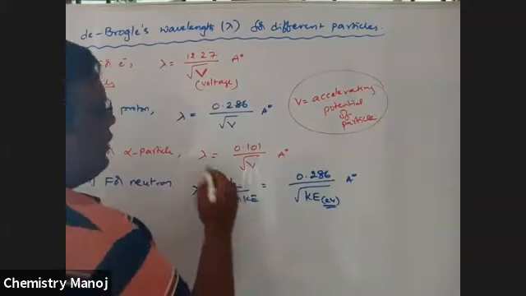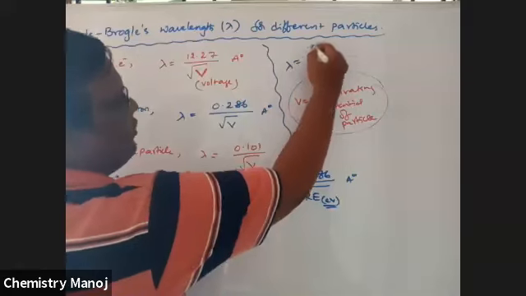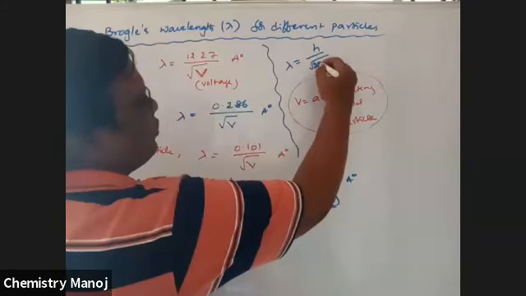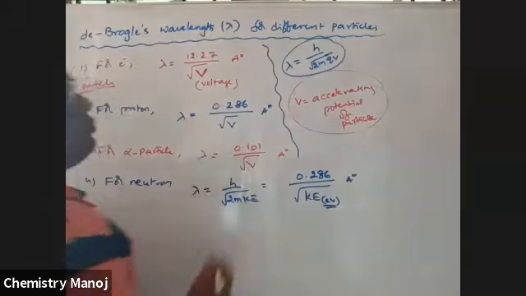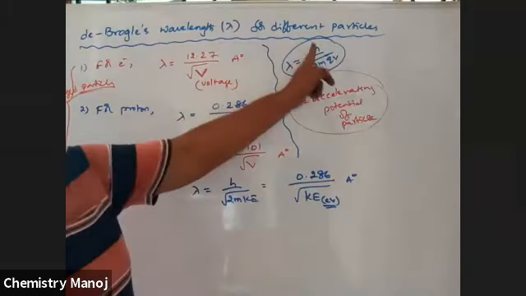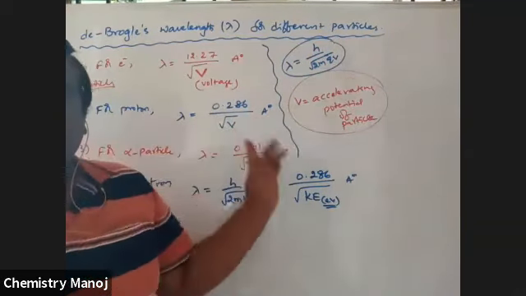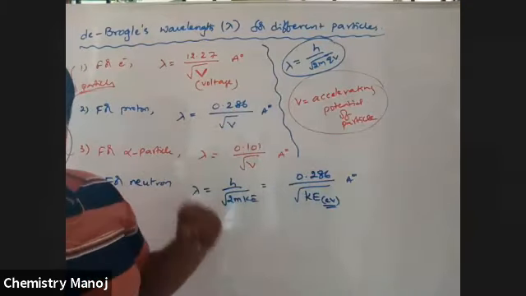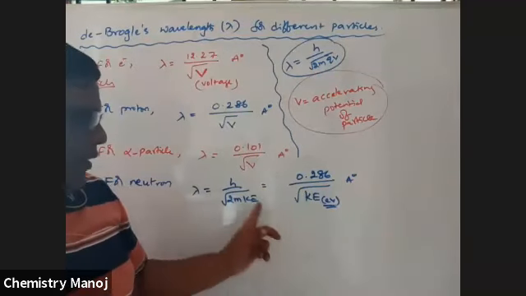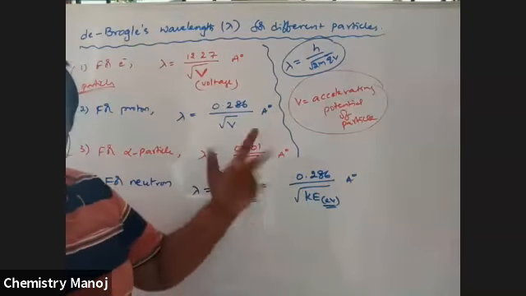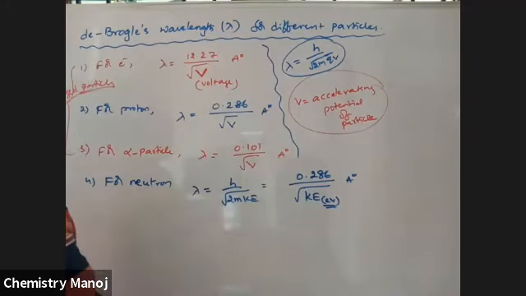So, my dear boys, for all these cases, lambda is equal to h by root 2mQV is the formula used. h is Planck's constant, m is the mass of that particle, Q is the charge of that particle. We know the charges of each and every particle. After substituting, V remains in all cases. But for the chargeless particle, Q is not possible. That is why kinetic energy itself is used.